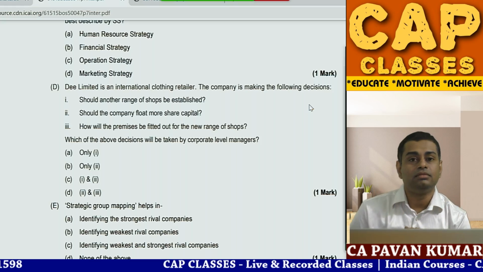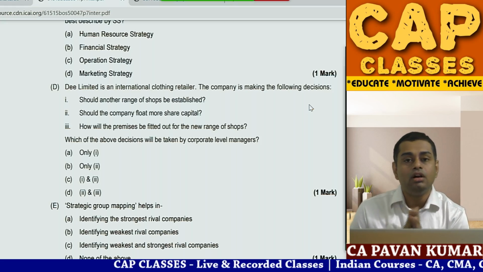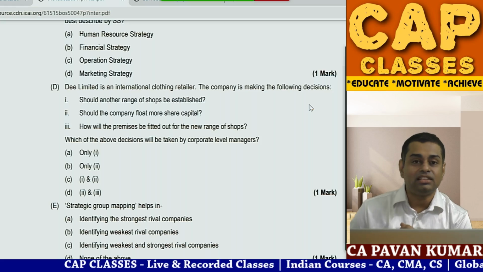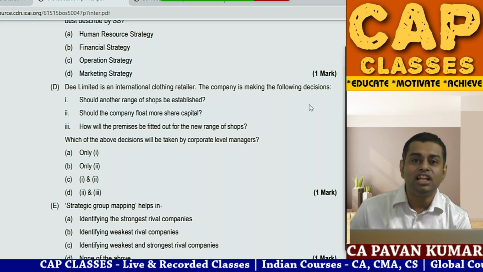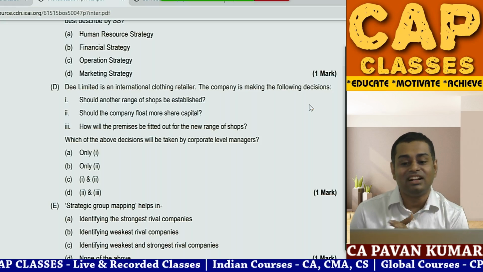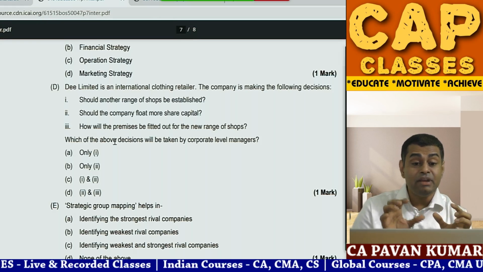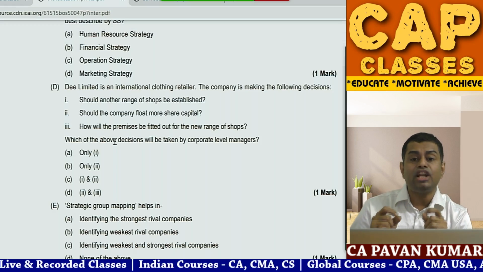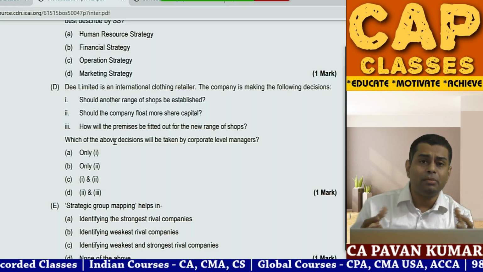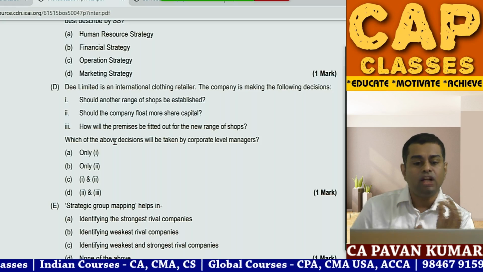Corporate level decision. Share capital increase cannot be decided by functional level guy, no? Marketing guy, if he goes to board of directors and says, sir, increase the share capital, sir, board of directors will kiss you with the left shoe. Look at your sales. Why do you need my share capital? Then 3. How will premises be fitted out for the new range of shops? Like, shop premises, how to take the premises, how to fit, how to establish a particular showroom, all these things.